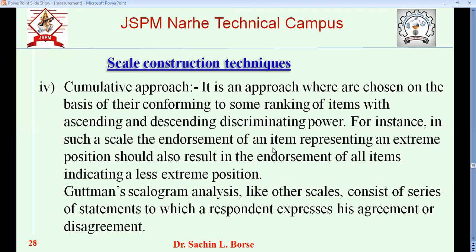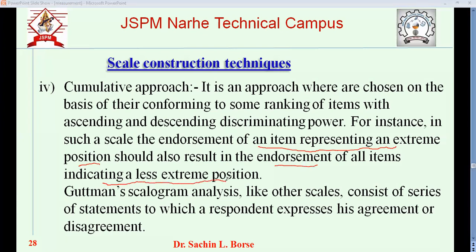Suppose there is an endorsement of one item representing the extreme position, which also means there is endorsement of all the items indicating a less extreme position.